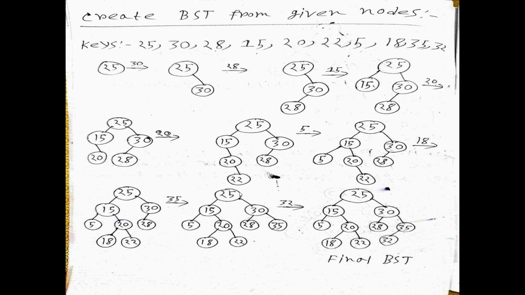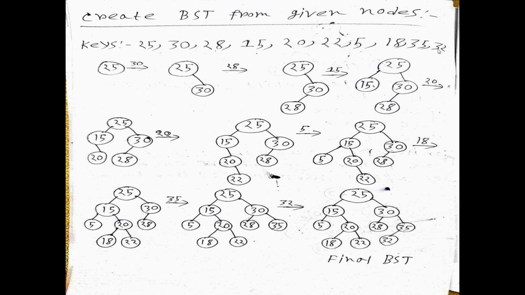Again you compare with the 25, that means the root. 35 is larger than 25, so go to the right subtree. But here, what is the right child of 25? 30. Compare with the 30. 35 is larger than 30 also. So 35 goes to the right subtree, that means the right child of 30.